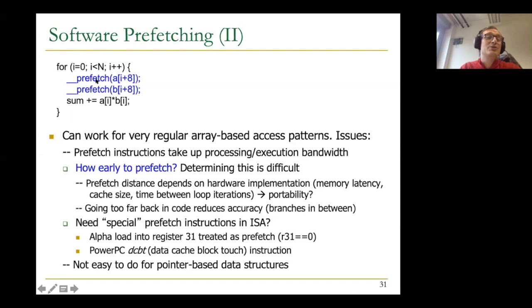A good programmer usually knows what they're doing better. It's very difficult to replace the good programmer completely with a good compiler. Okay, so let's take a look at why this does not work for pointer-based data structures. So let me give you the example of this. So this is a simple linked list traversal.